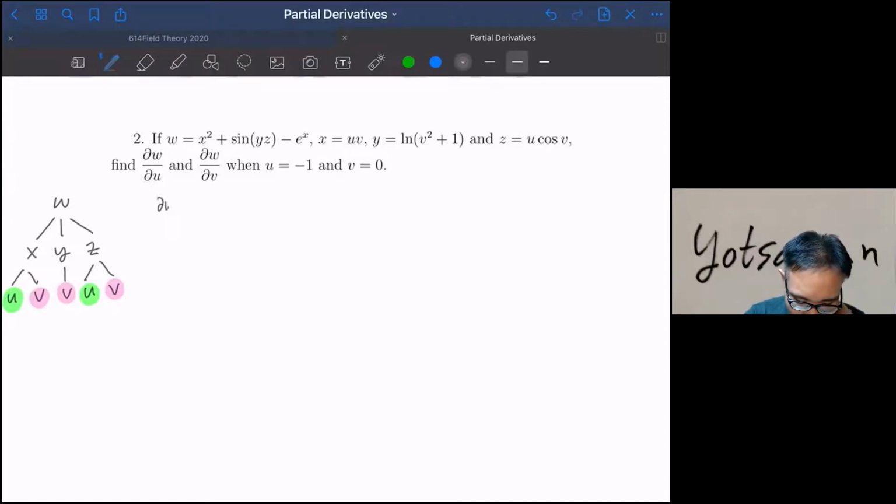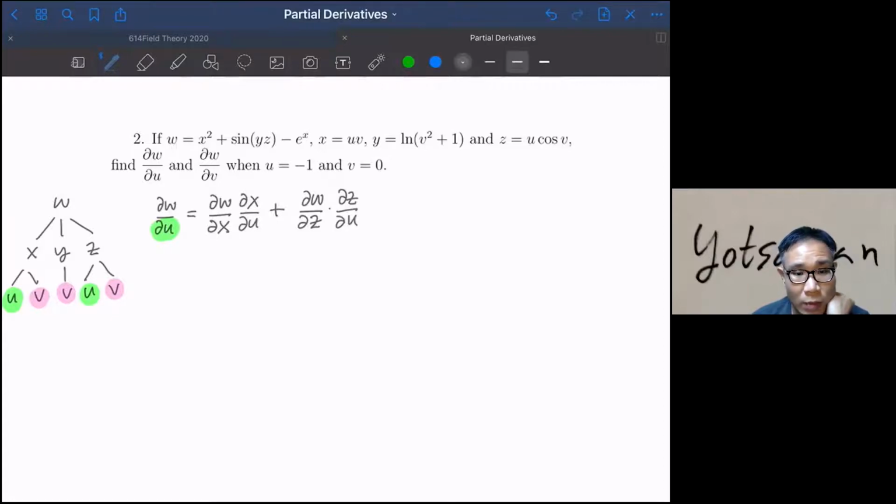Okay, so you have dw/du, this one is the green color. And dw/du turns out to be dw/dx times dx/du plus dw/dz times dz/du. So you have dw/dx dx/du plus dw/dz dz/du, and you see that you need 4 partial derivatives in order to complete the solution here.